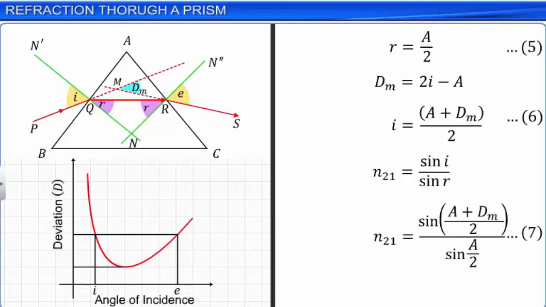If the refracting angle of the prism is small, then the value of the minimum deviation is also small. But we know that for small angles theta, sin theta is approximately equal to theta.